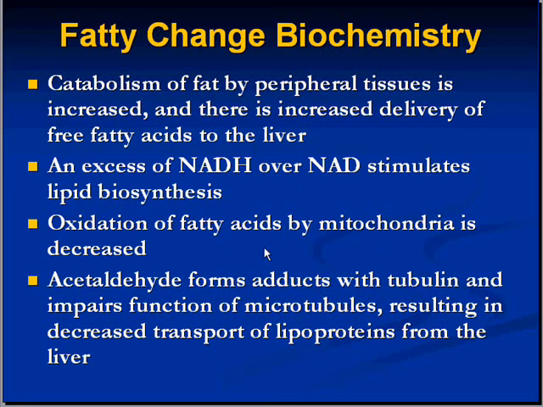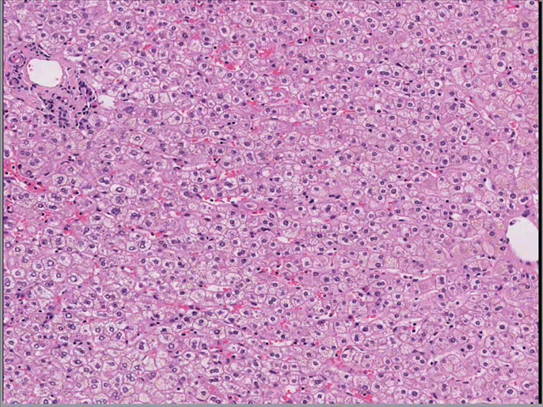Last but not least, acetaldehyde, if you remember, that intermediate product between ethanol and the end stage in the mitochondria, forms adducts with tubulin and therefore impairs function of the microtubules. And what happens when the microtubules are not functioning properly? Well, then there's decreased transport of lipoproteins from the liver. So these are all different things that are going to result in the same thing, increased fat buildup within the liver.